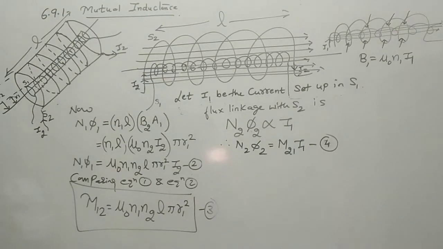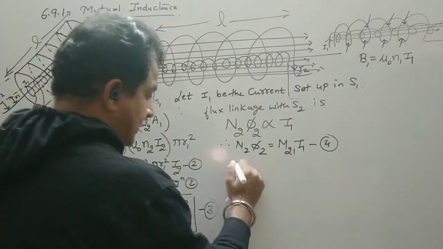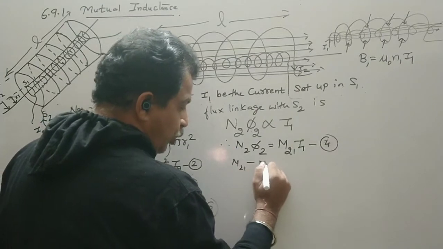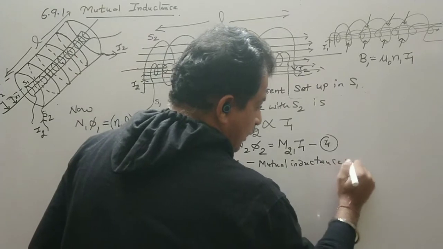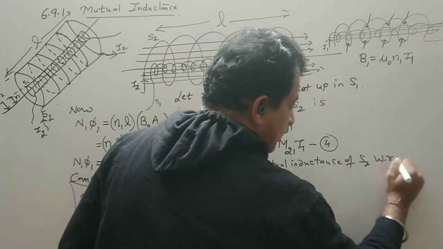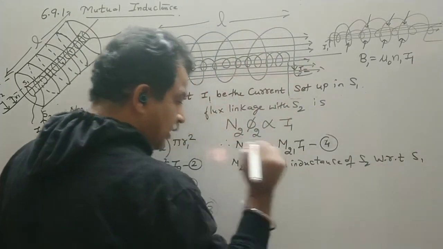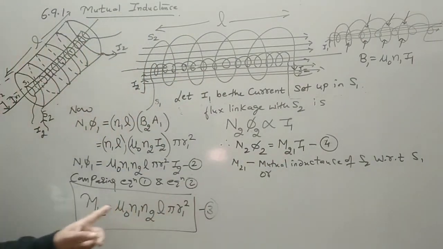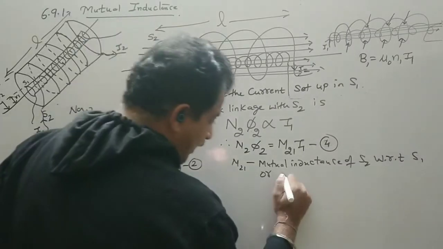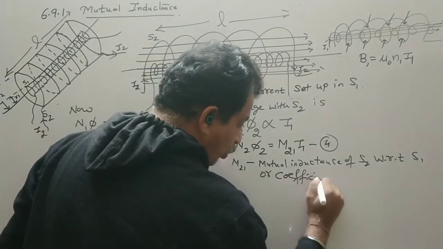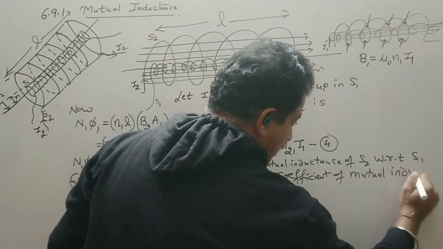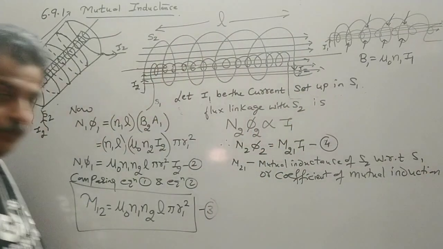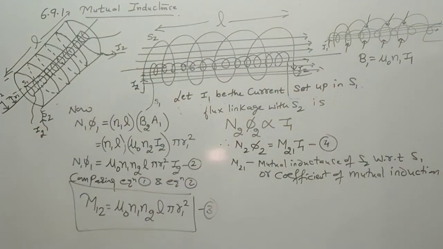Now, this will be called the mutual inductance of S2 with respect to S1, or we will say M21. Its value will come to this only. So it will be referred to as the coefficient of mutual induction, similar to the coefficient of friction. So this will be the case.